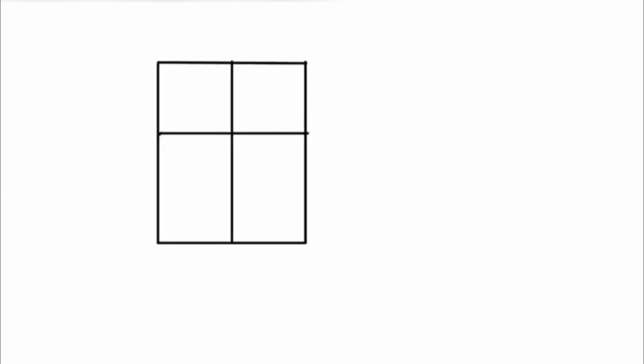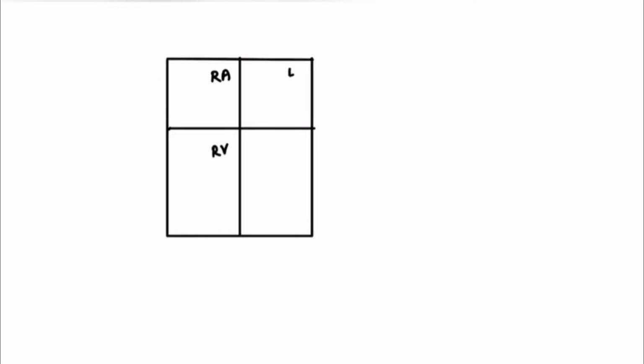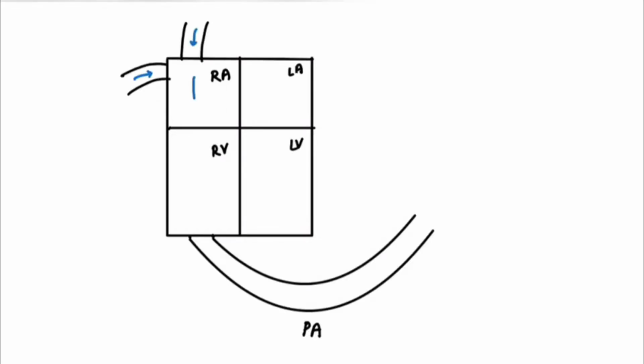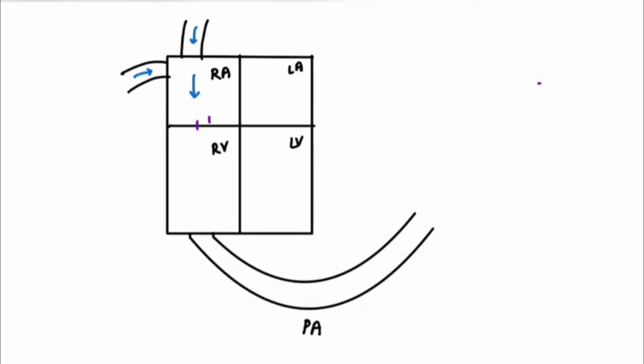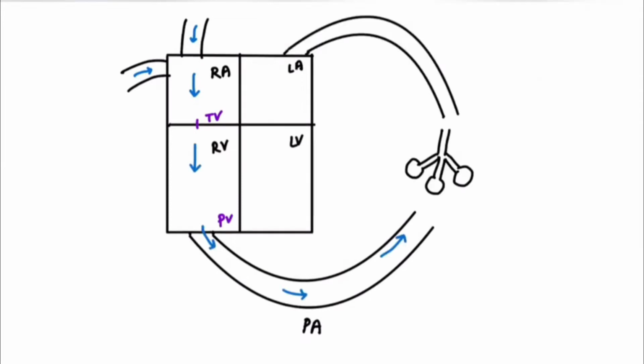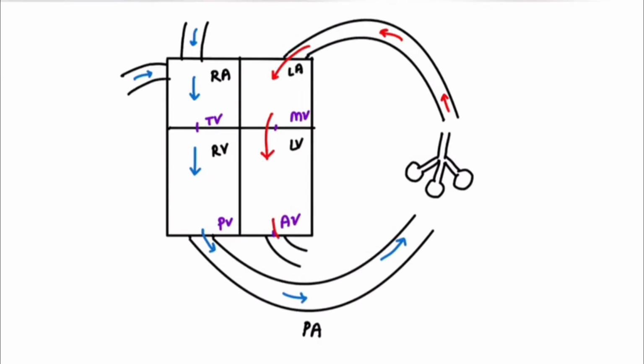So we'll start by looking at a four-chambered view of the heart. The deoxygenated blood reaches the right atrium and then through the tricuspid valve, it reaches the right ventricle, and through the pulmonary valve, the pulmonary artery, it is filtered in the alveoli of the lungs, and the oxygenated blood reaches the left atrium, then through the mitral valve into the left ventricle and through the aortic valve into the aorta, and then it is supplied to the rest of the body.